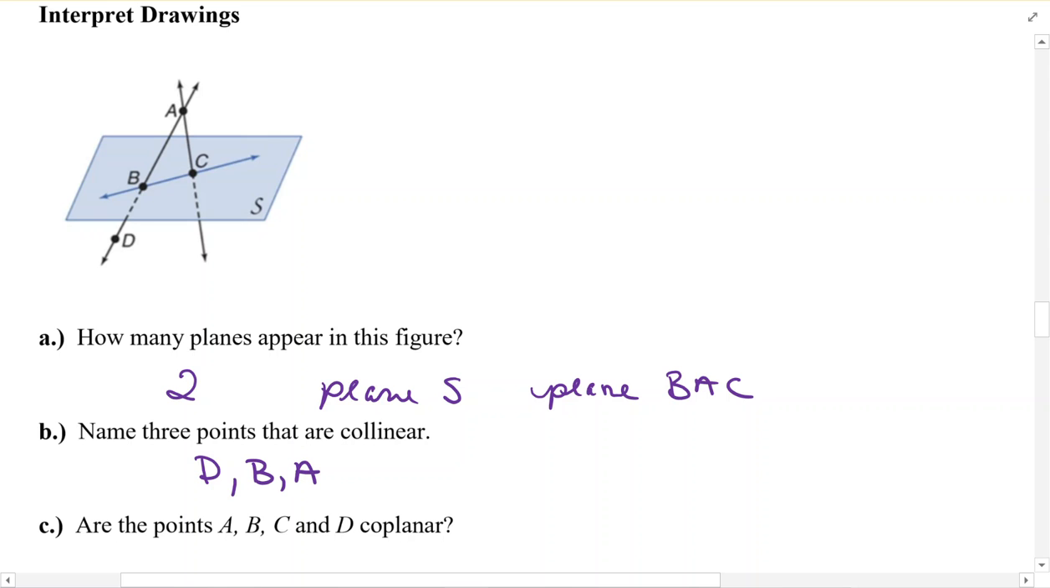Are points A, B, C, and D coplanar? Yes, they are. We discussed that in part A. So this is yes. And it's because point D lies on AB, which is part of plane BAC.